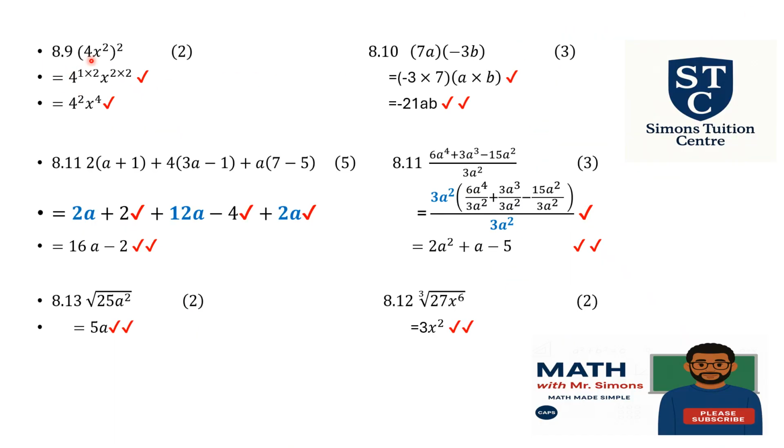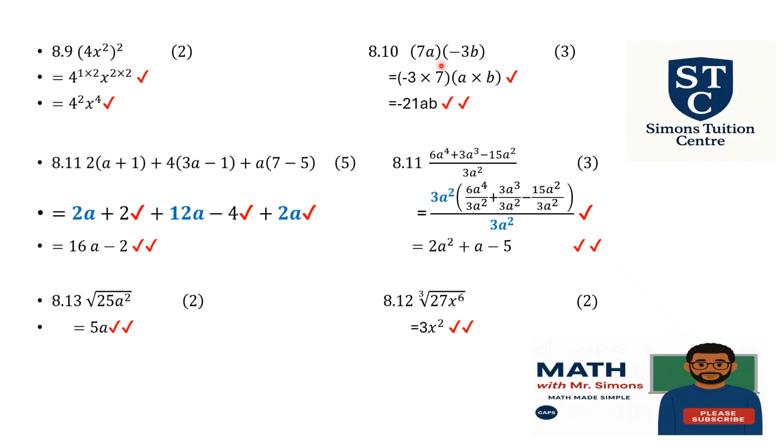So 8.9, we had 4x squared in brackets raised to another exponent 2. So this is the third and fourth law of exponents, which states that exponents inside the bracket must be multiplied with exponents outside the bracket. So 4 has the invisible 1, 1 times 2, and then 2 times 2. So 1 times 2 gives me 4 squared, 2 times 2 gives me x to the 4.